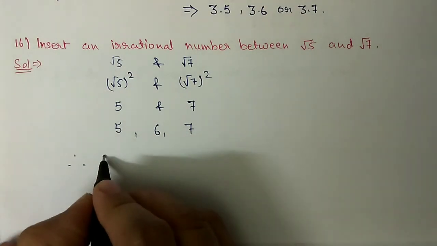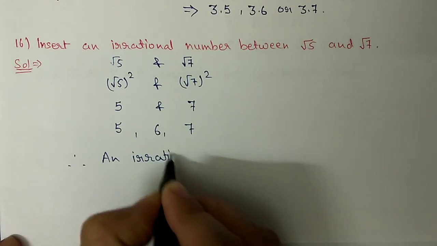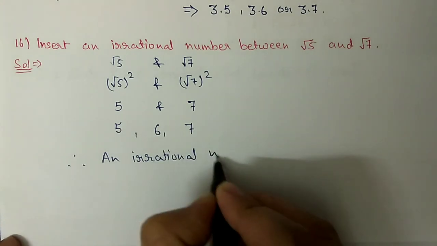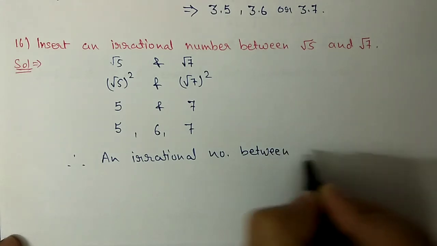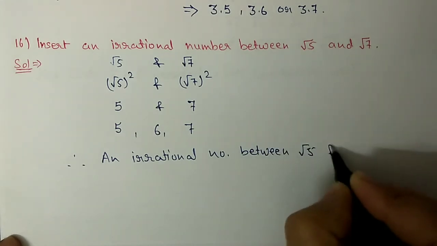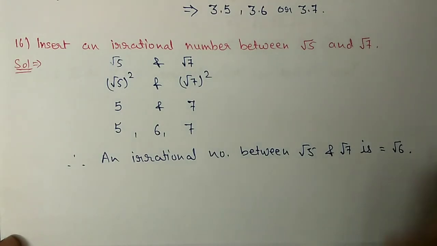Therefore, an irrational number between root 5 and root 7 is root of 6.